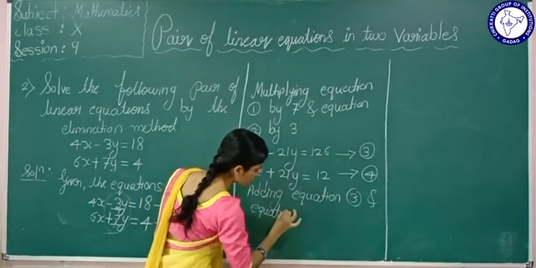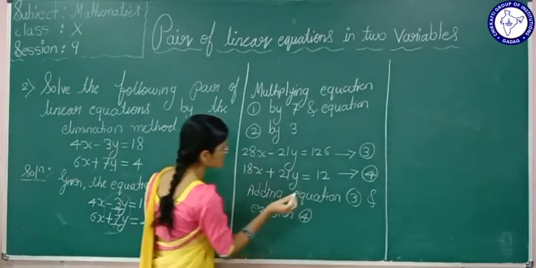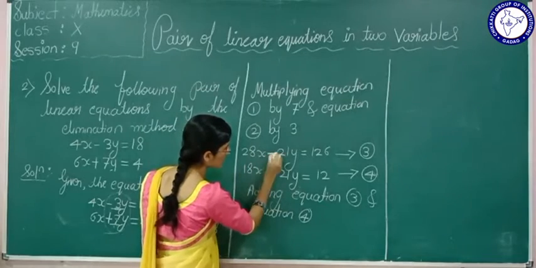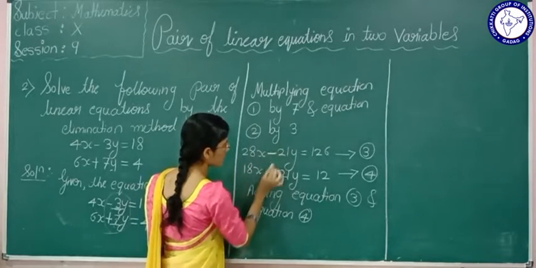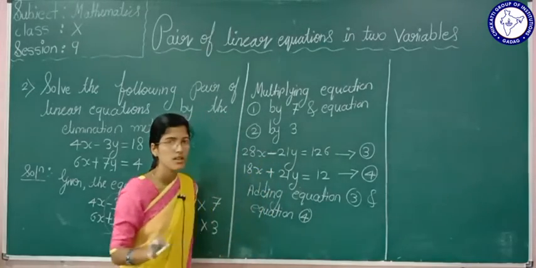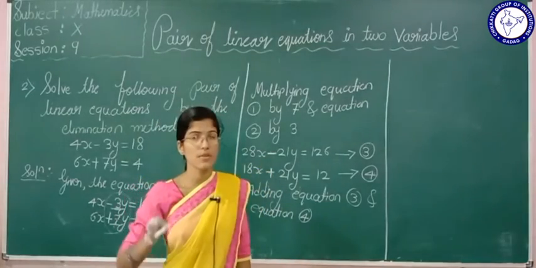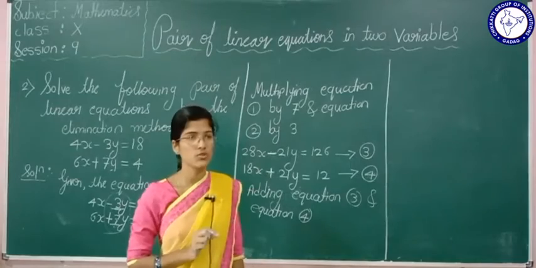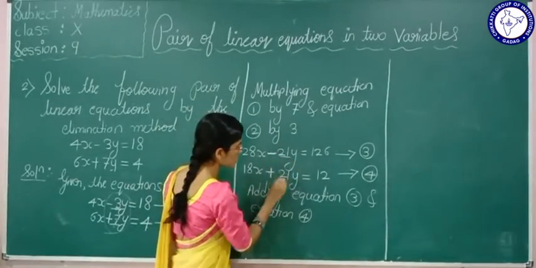Now see students, here opposite signs are there, no? Here minus is there, here plus is there. Opposite signs mean your work is very easy. I am giving one easy hint: see students, here coefficients are the same.